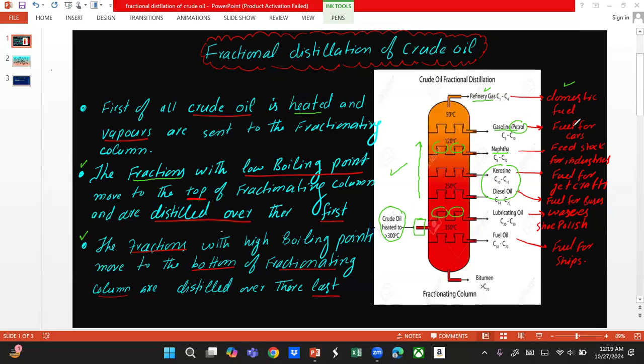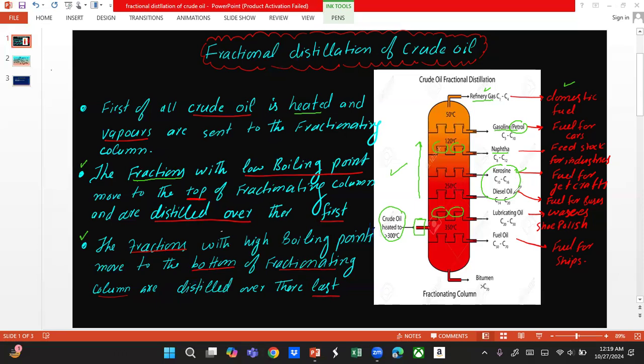Then after petrol, we have naphtha. Sometimes we include petrol and naphtha together, but naphtha is used as a feedstock in different industries. After naphtha, we have kerosene. Kerosene is used for domestic fuel as well, but it is also used for jet crafts.